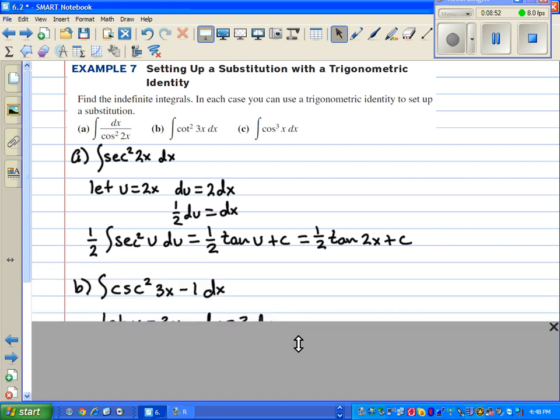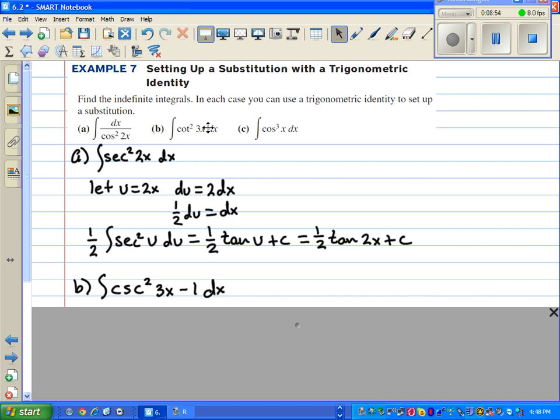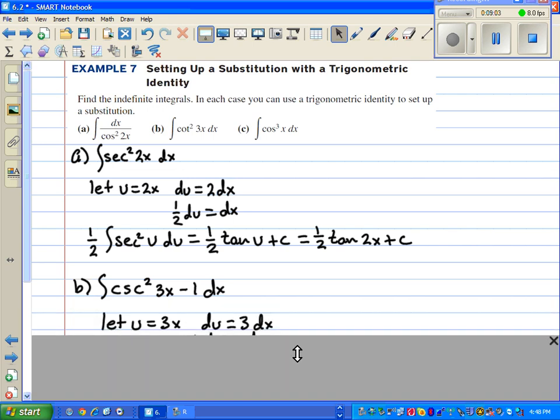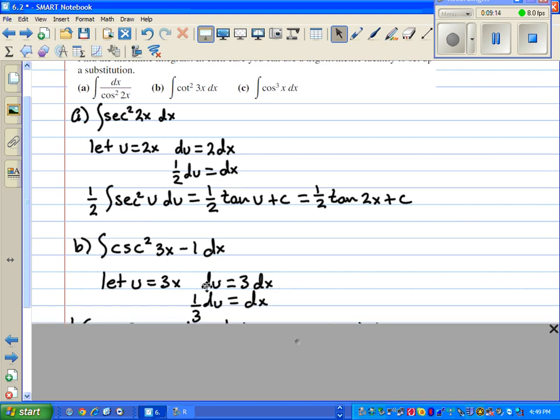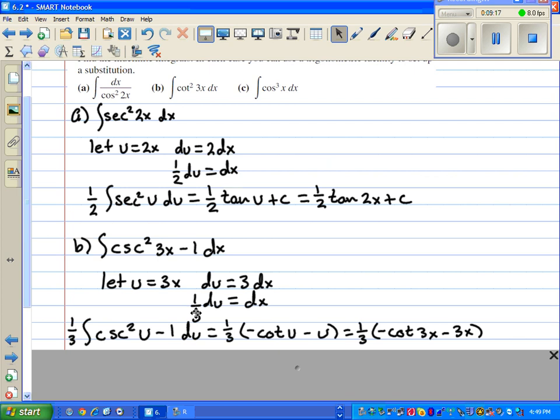In letter B, the cotangent squared of 3x is cosecant squared 3x minus 1 from the Pythagorean identities. I can let u equal 3x, so du is 3 dx. We don't have a 3 dx in the problem, so we divide by 3. 1/3 du equals dx. Making the substitutions, the 3x becomes the u, and I have the 1/3 du. Here's the antiderivative. We replace the u's with 3x, and we have it.